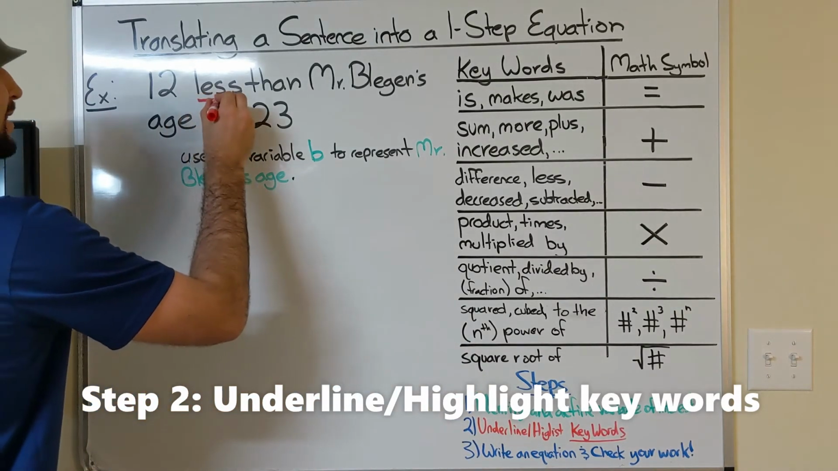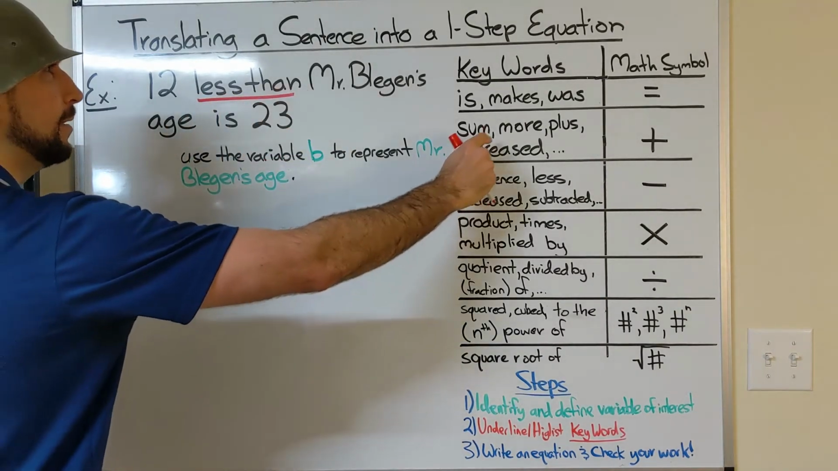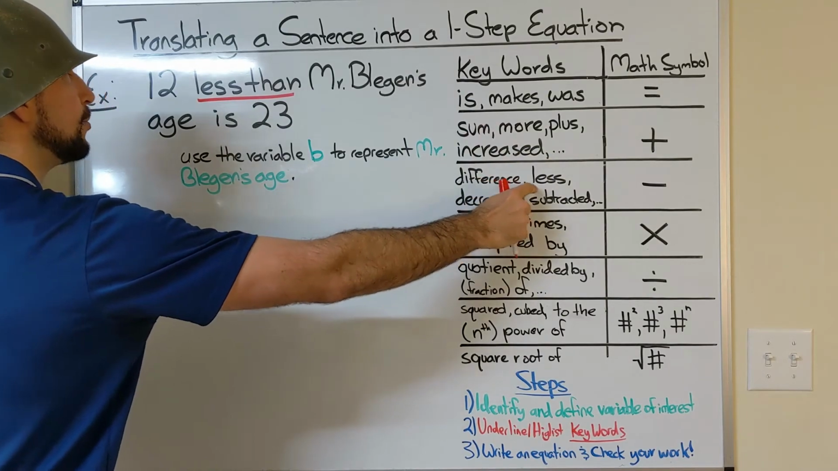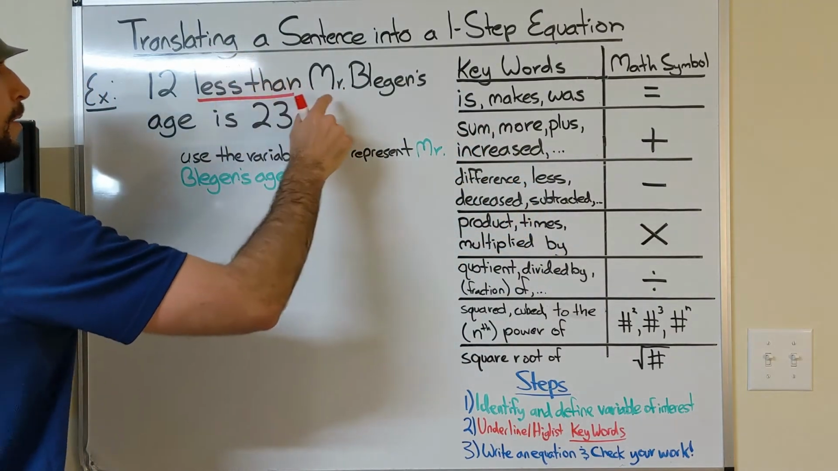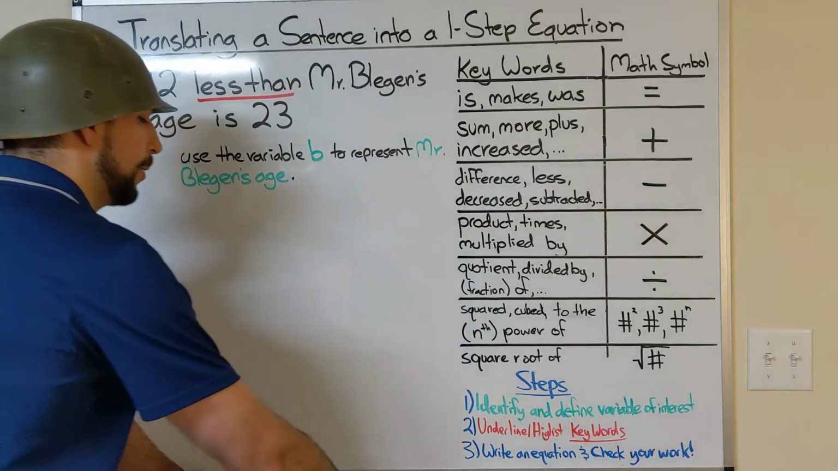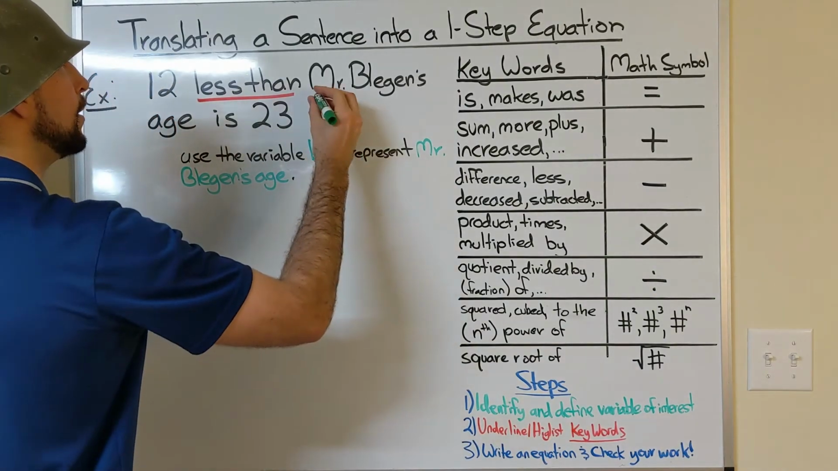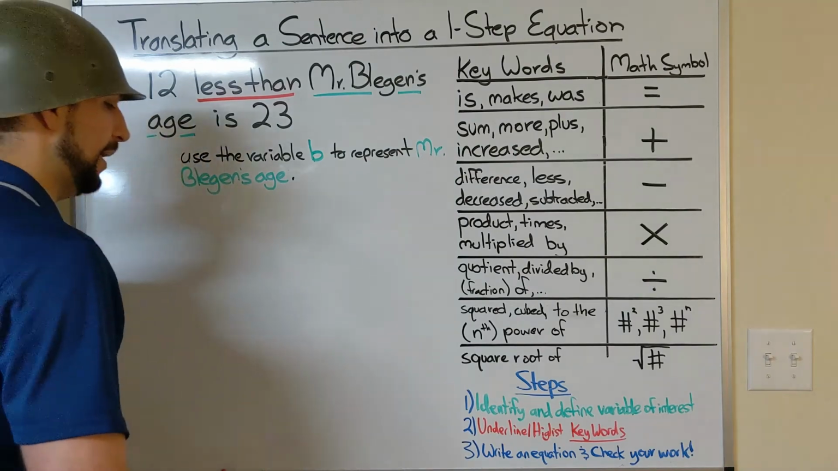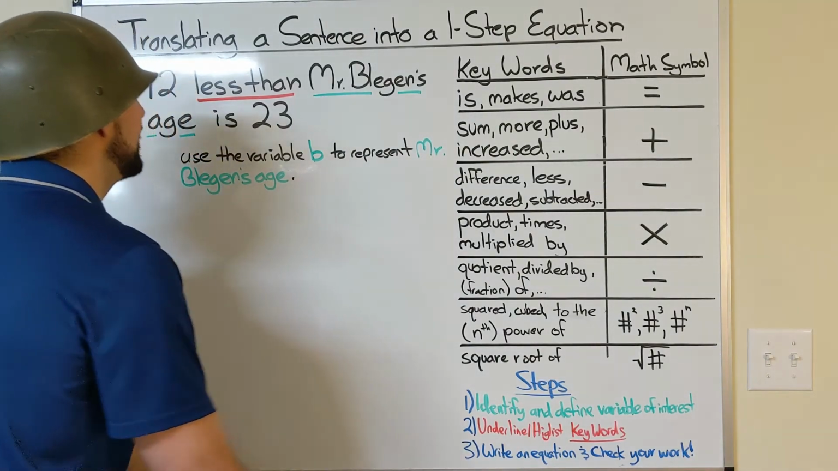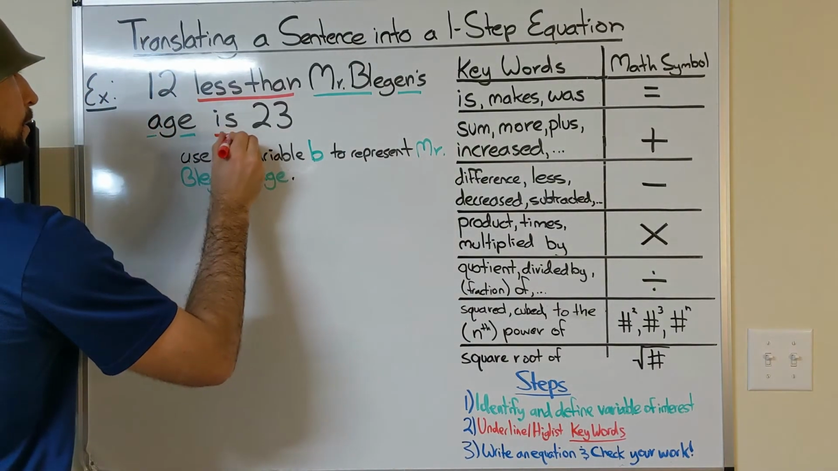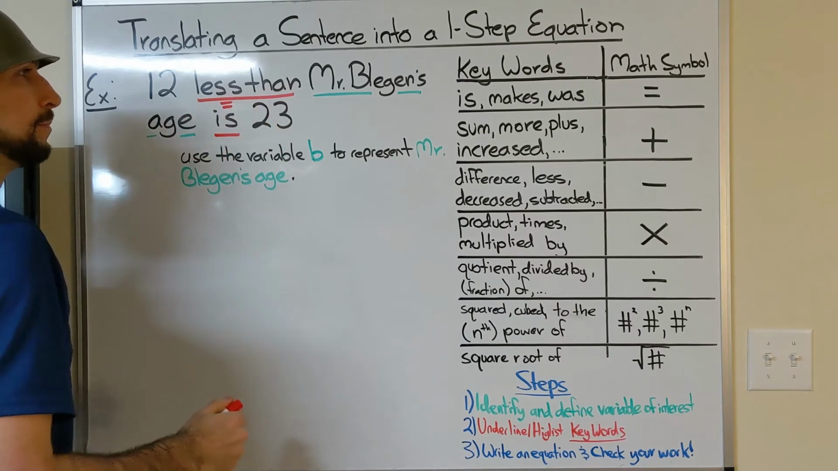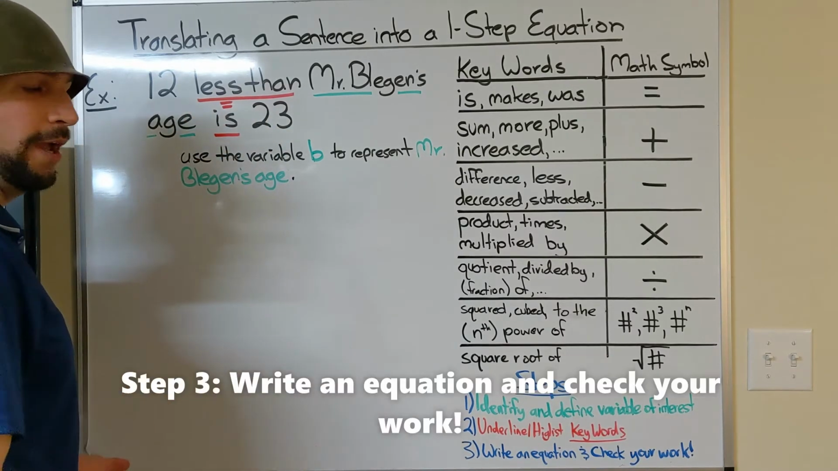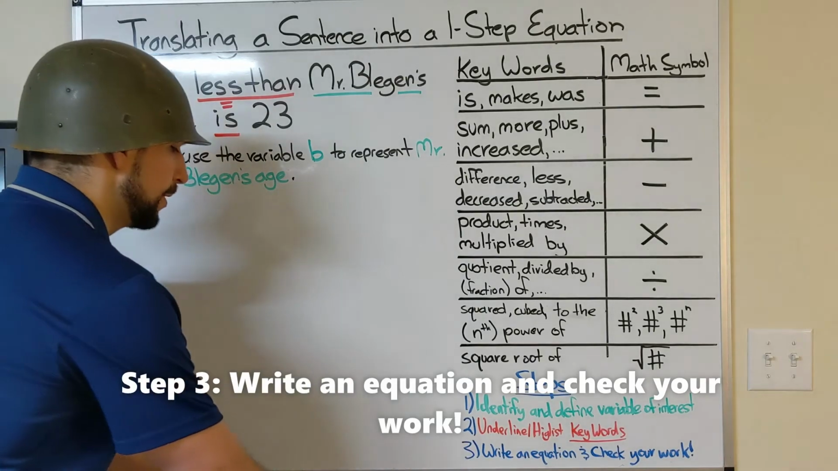12 less than will be subtraction. Mr. Blegan's age, we know that's the variable of interest. Is should be equality, 23. So our next step is to write an equation and to check our work. So let's go ahead and do that.